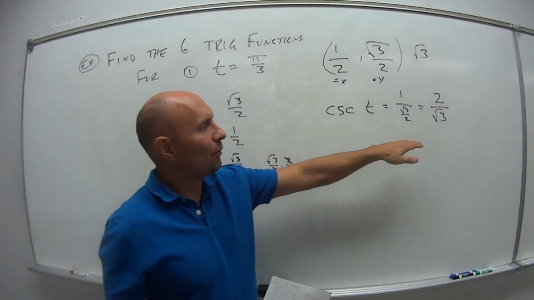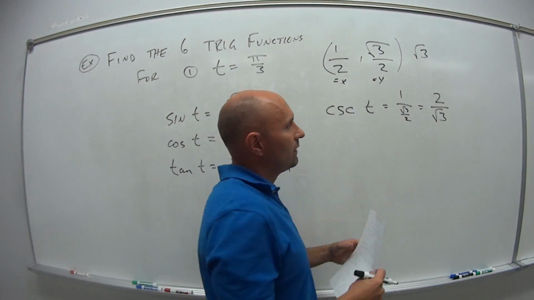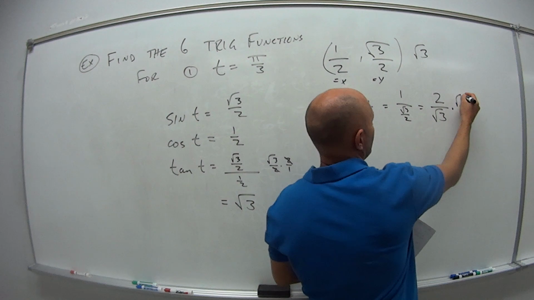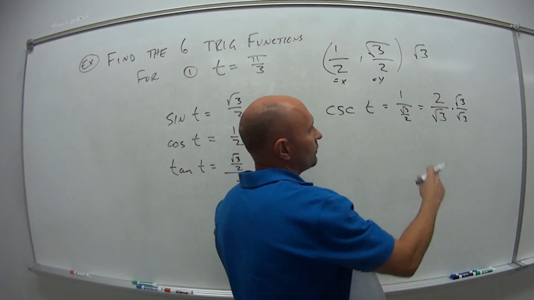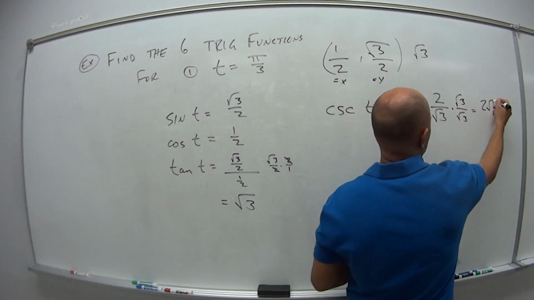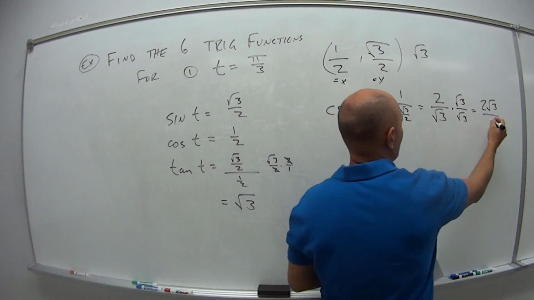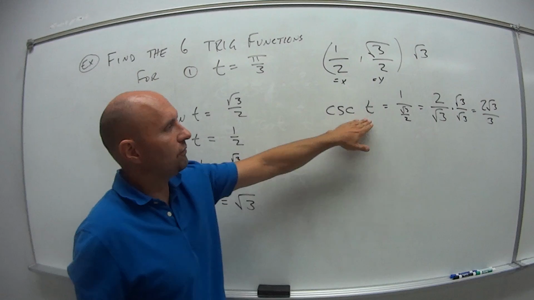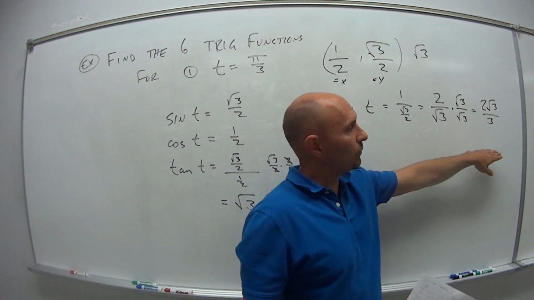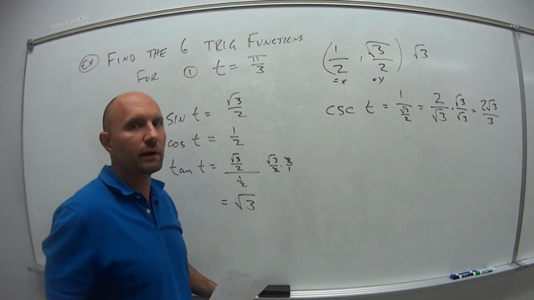Now, we don't like radicals in the denominator, so we want to rationalize it. So I'm going to multiply the top and bottom by square root of 3. When I do that, the top becomes 2 square root of 3, and the bottom is square root of 3 times square root of 3, which is just 3. So cosecant of t, the value if I was doing a homework problem, would be 2 times the square root of 3 over 3.